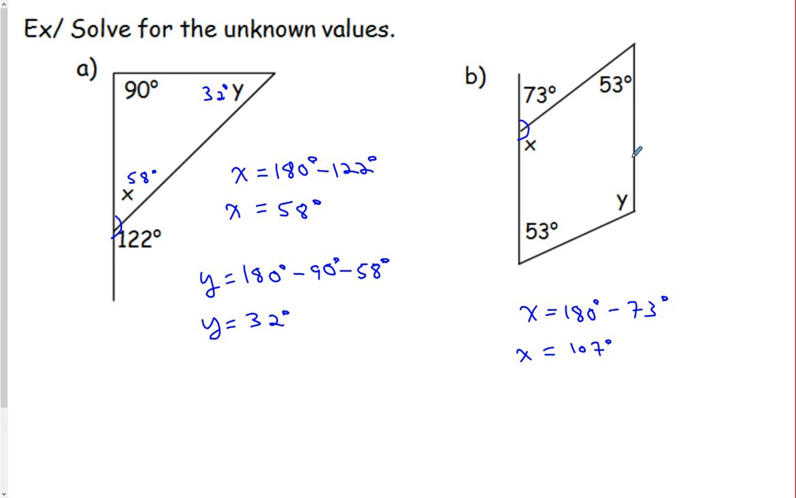And for y, we know that this whole thing is going to have 360 degrees because it's one more side than a triangle. So that means it must have 180 plus 180. So 360 degrees minus all the other angles. So we've got our 107, we've got our 53, and we got another 53. Whatever's left over is our angle y. So that's 247.